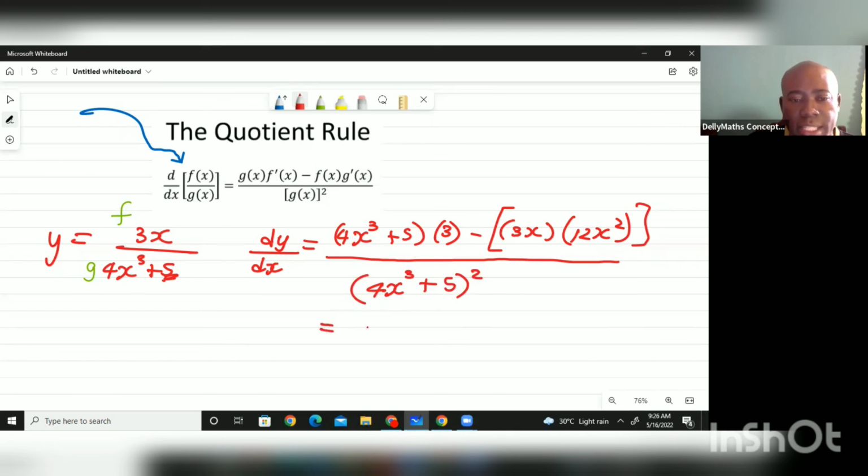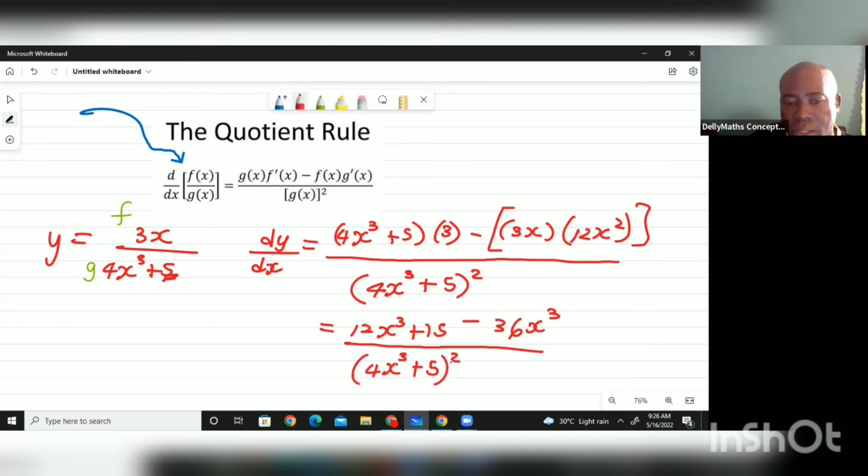All right, so let's push it further. 3 4s, I'll get 12x to the third plus 15. I'm distributing there. Then the bracket is going to be one term, so I'm talking about minus 36x to the third, all over 4x to the third plus 5, and that is squared.